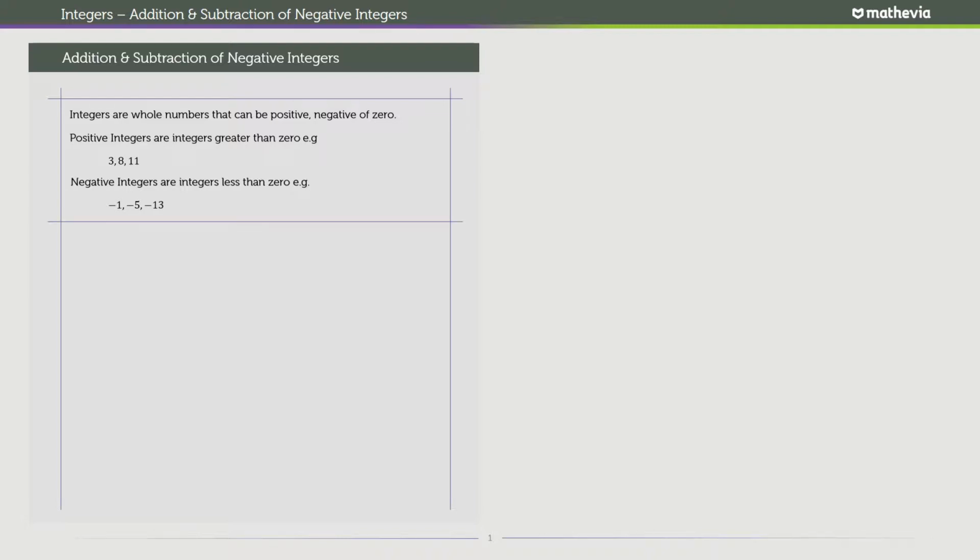Now something very important when you're doing addition and subtraction of negative integers, something you need to take note of, and we call it the number line. So what exactly is this number line? It's pretty much exactly what it is. It's a line with numbers. It's a line with all the numbers.